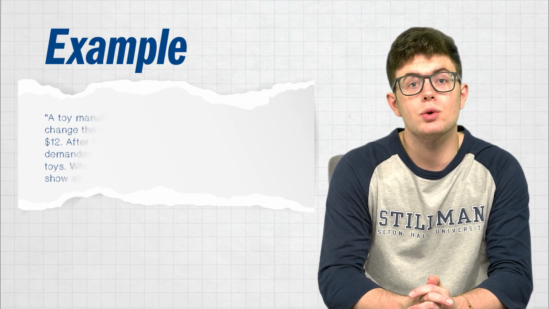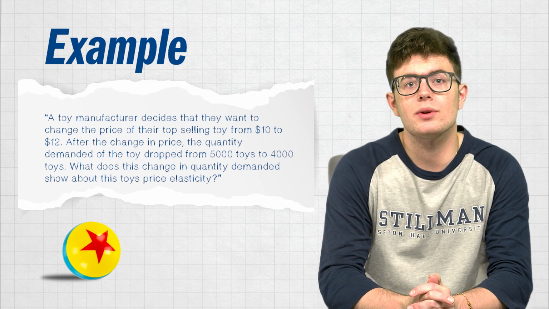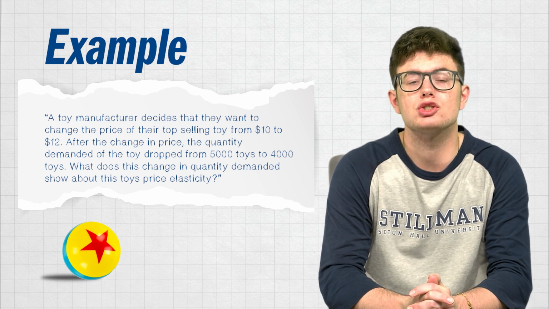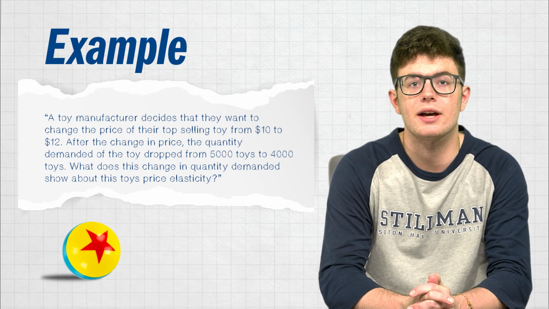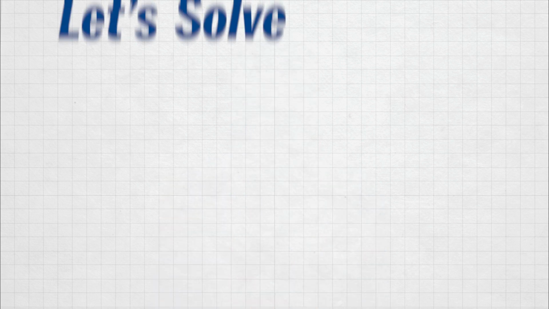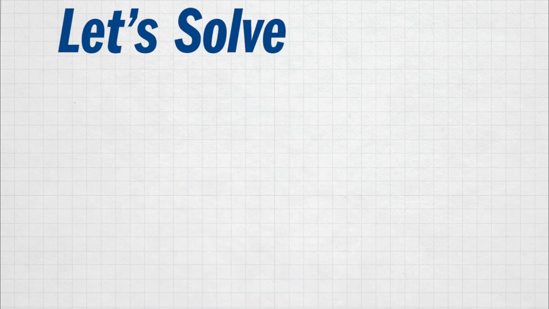Now let's look at an example of this in practice. A toy manufacturer decides that they want to change the price of their top selling toy from $10 to $12. After the change in price, the quantity demanded of the toy dropped from 5,000 toys to 4,000 toys. What does this change in quantity demanded show about this toy's price elasticity? Let's set up the formula and solve.